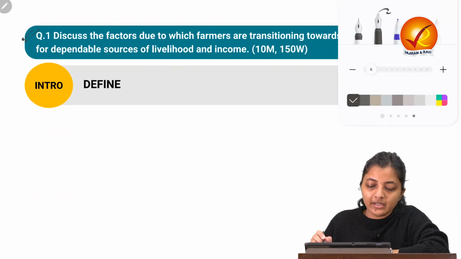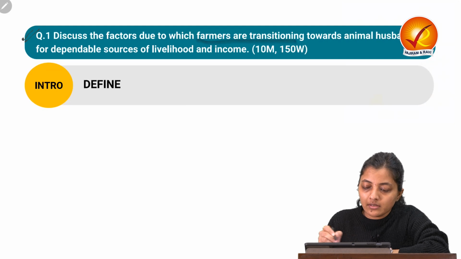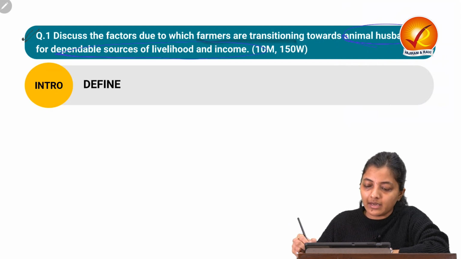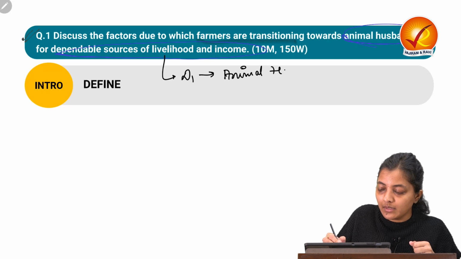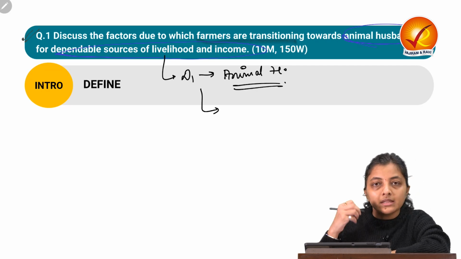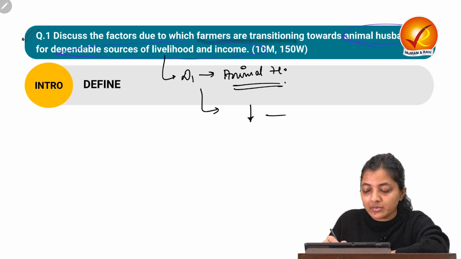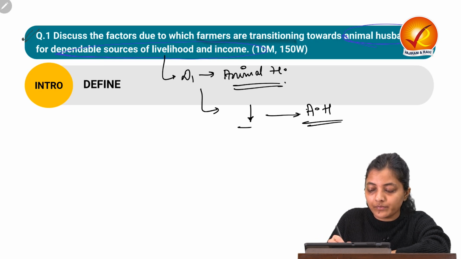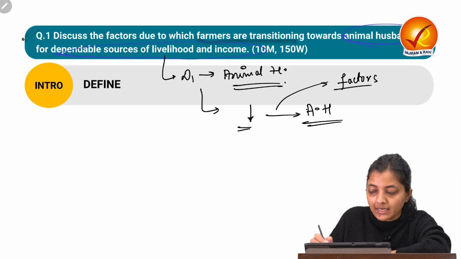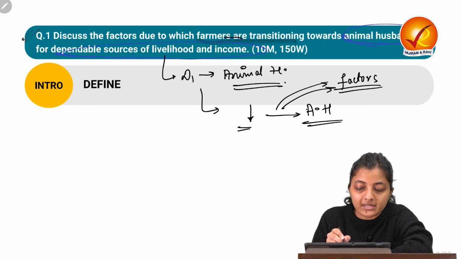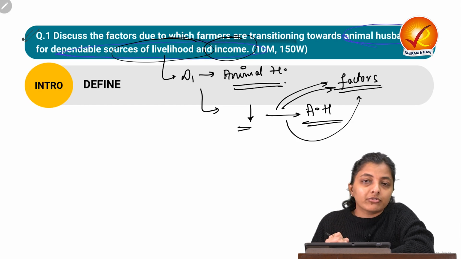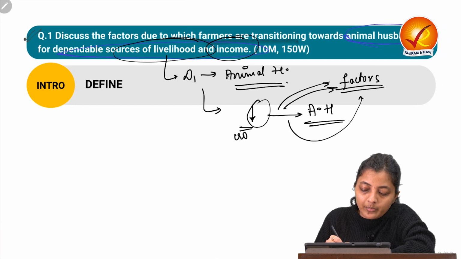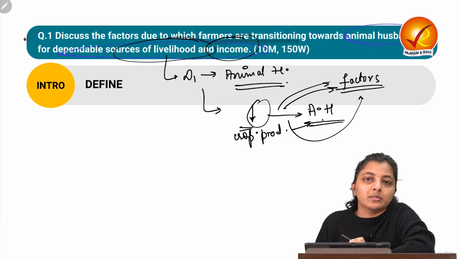So the question is saying that we need to discuss the factors due to which the farmers are transitioning towards the animal husbandry for dependable sources of livelihood and income. The question is also giving some context that the share of the crops is reducing and the farmers are transitioning towards animal husbandry. So what are the factors that support this transition for the farmer's income, for the farmer's livelihood? Why are the farmers transitioning from majorly crop production to animal husbandry?